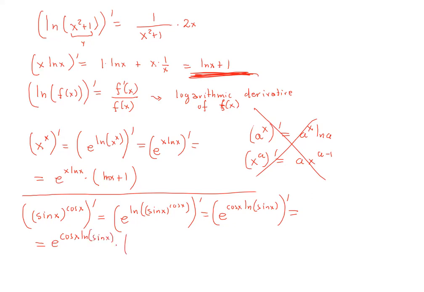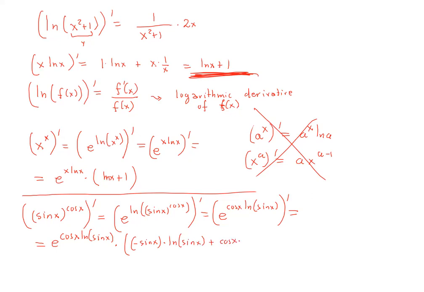So this is e to the y, so the derivative will be e to the cosine x ln sine x times, and now I need to take the derivative of the exponent, which happens to be a product, right? So what will be the derivative of that product? It will be negative sine x, derivative of the first times the second, plus the first times the derivative of the second.